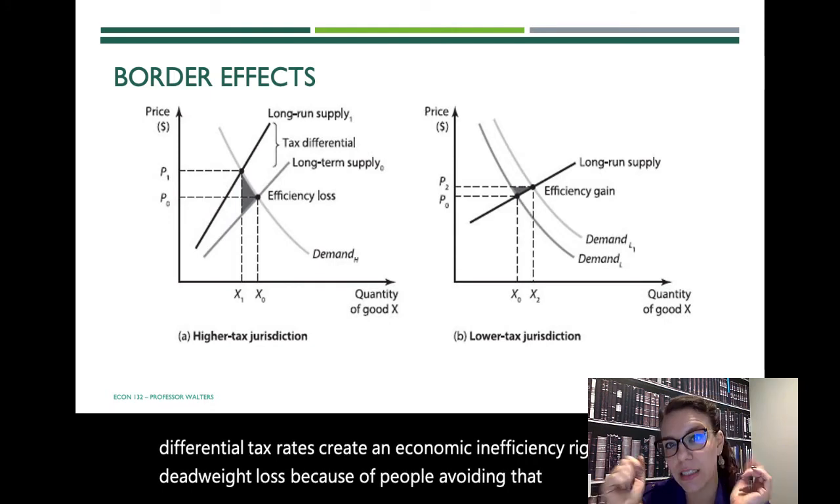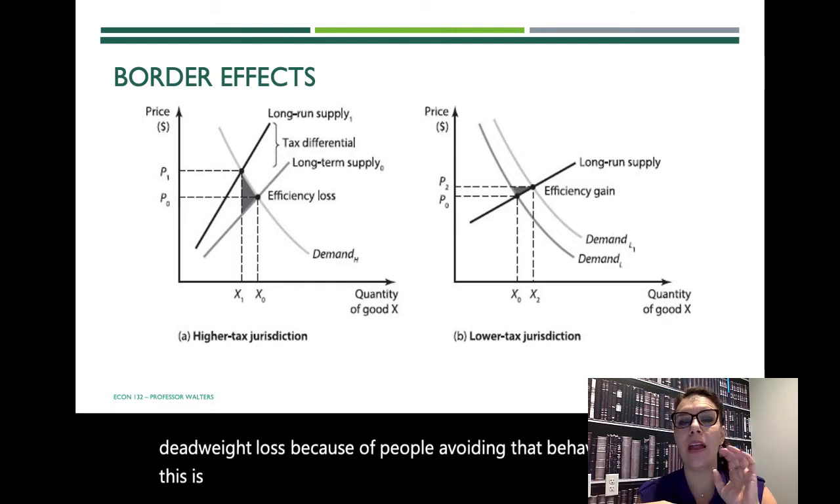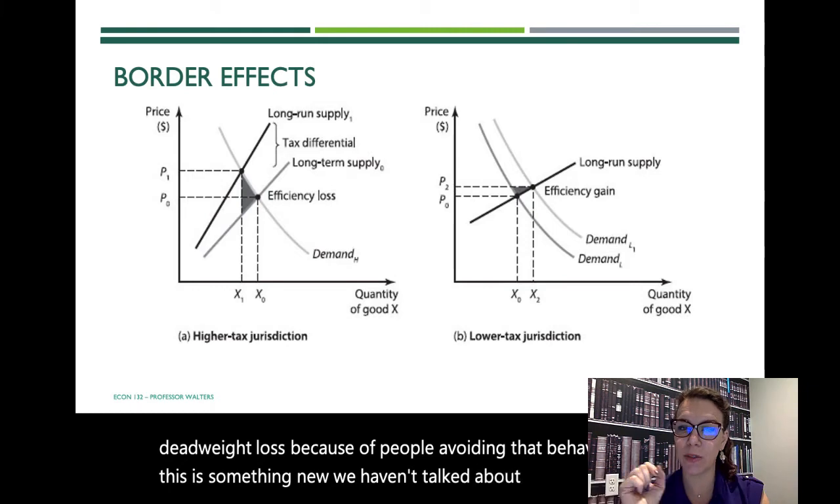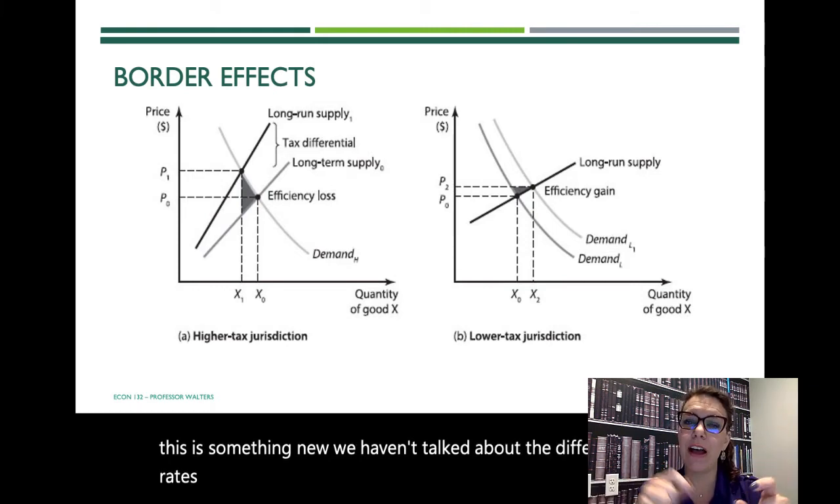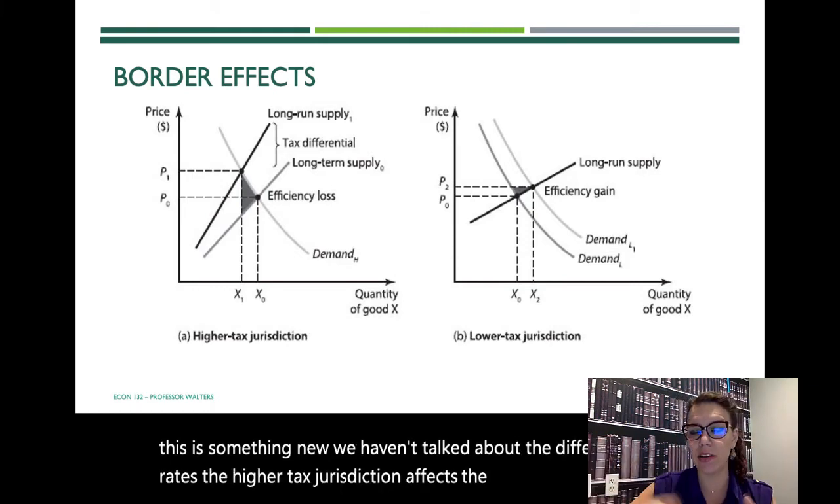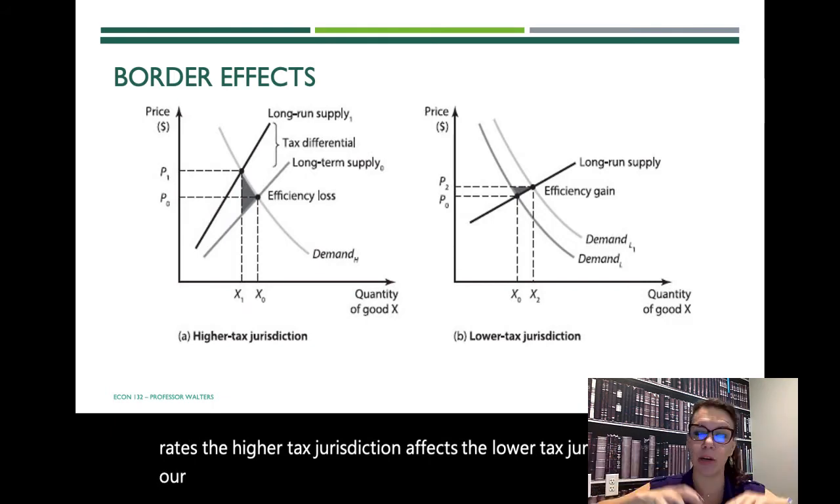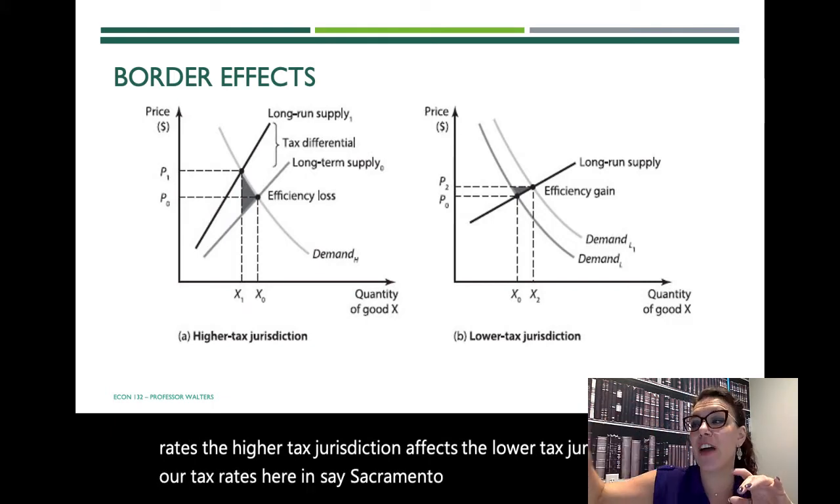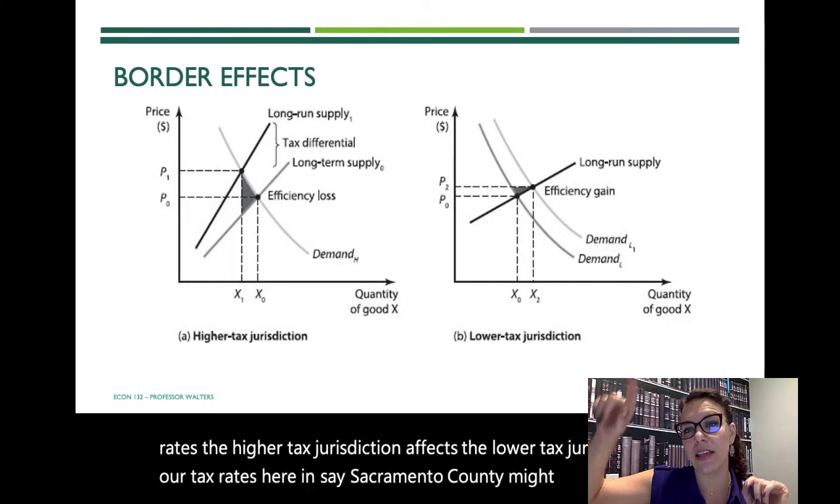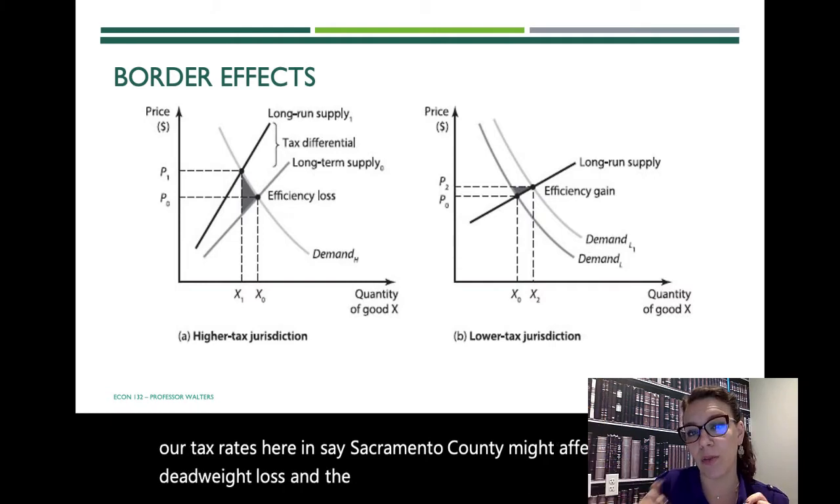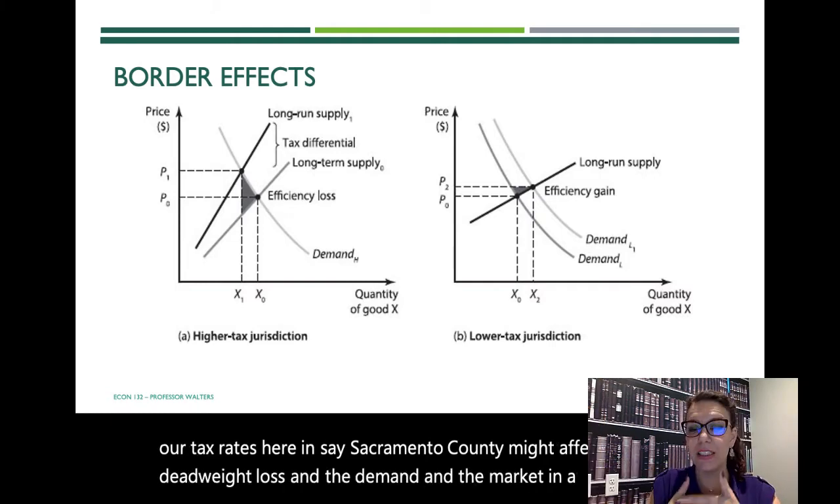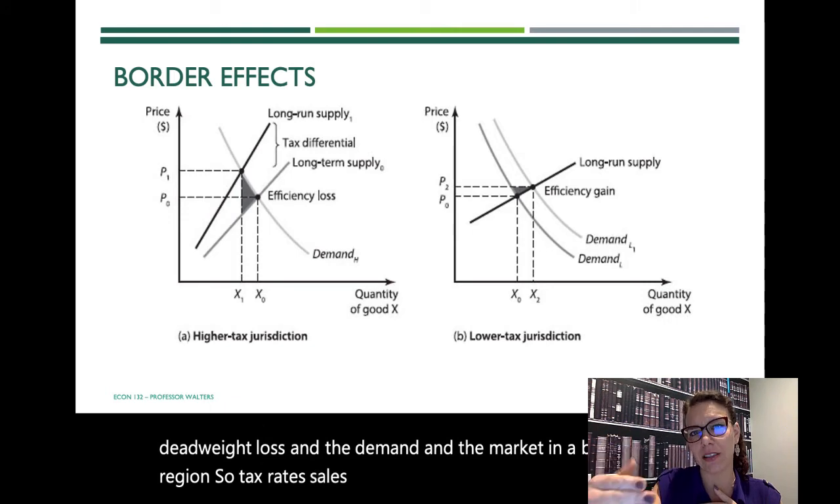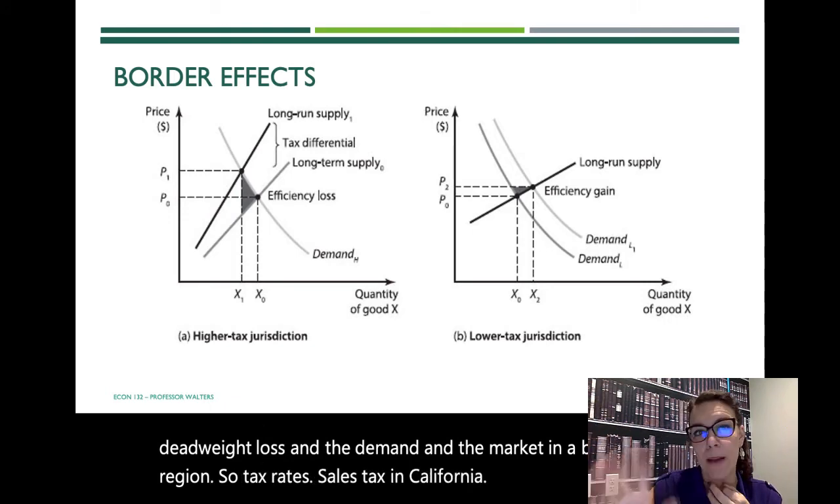And this is something new we haven't talked about. The differential tax rates, the higher tax jurisdiction, affects the lower tax jurisdiction. So our tax rates here in, say, Sacramento County might affect the deadweight loss and the demand and the market in a bordering region. So tax rates, sales tax in California affects markets in Oregon because of that border effect.